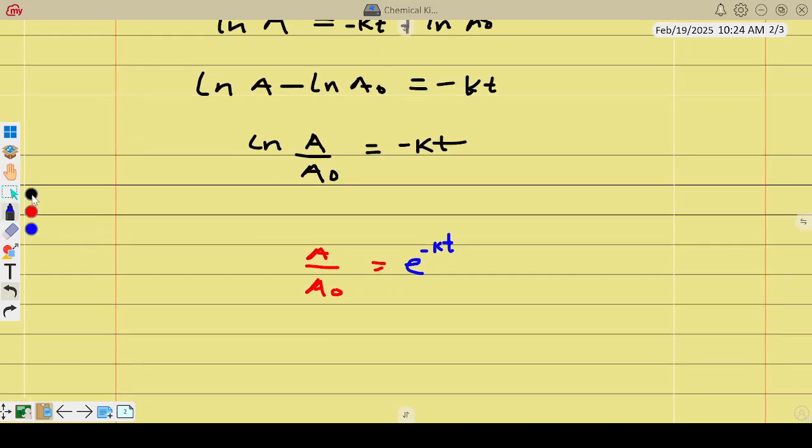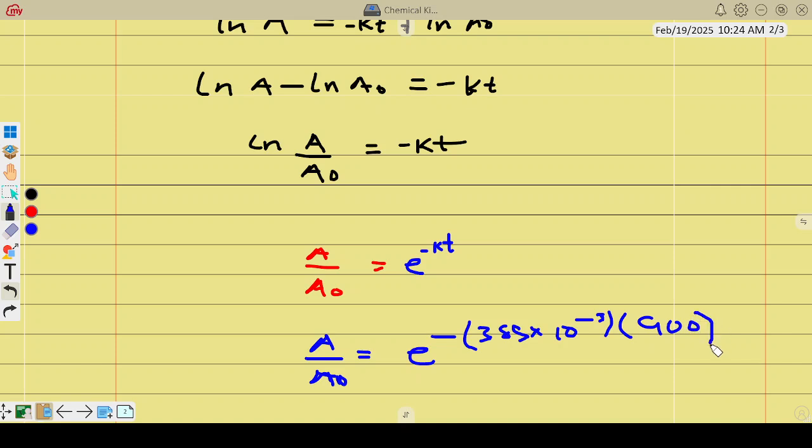We're almost done. A over A naught equals e to the minus rate constant times time. The rate constant is 3.85 times 10 to the power negative 3, and the time, they have told us, is 900 seconds. What is the percentage?